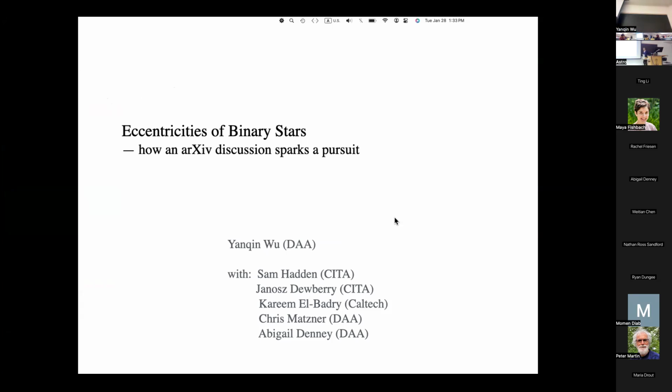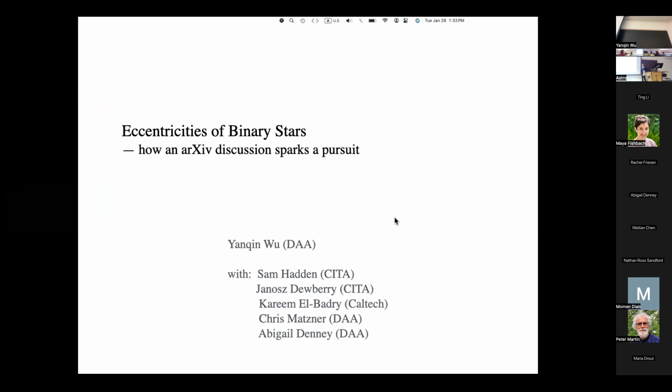Okay, so this is a little group project we did last semester, which arises, you can see from the number of people who are local. It actually arises from a local AstroPH discussion.